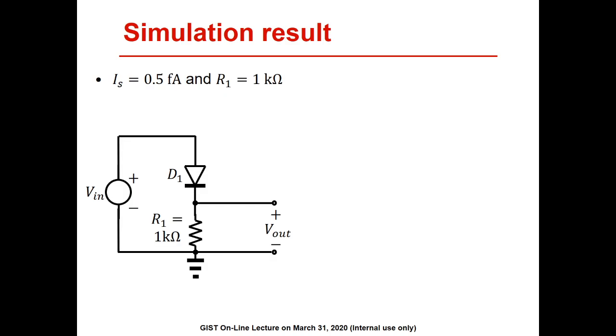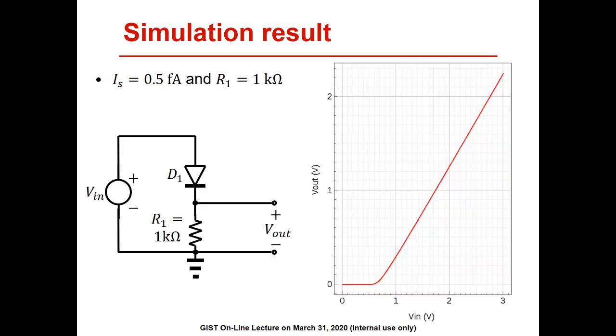Let's see the simulation result. The right figure shows the input-output characteristics. In this case, what is VD on? It is around 0.6 volt or 0.7 volt. Up to this voltage, V out is quite small. Of course, it is not exactly 0.